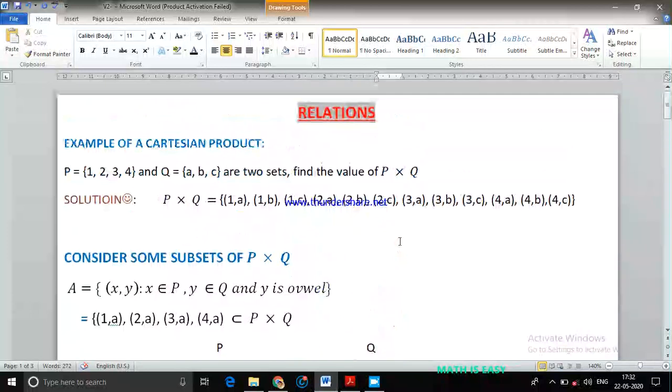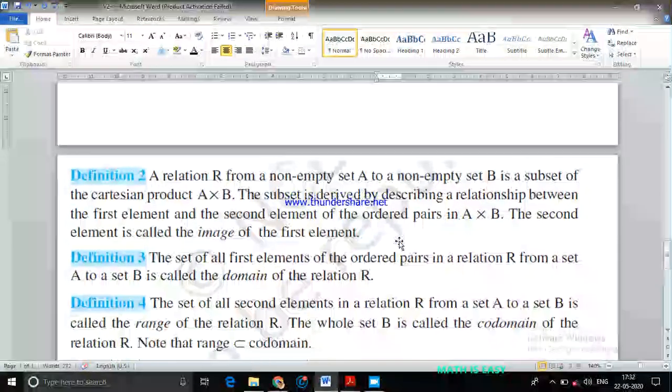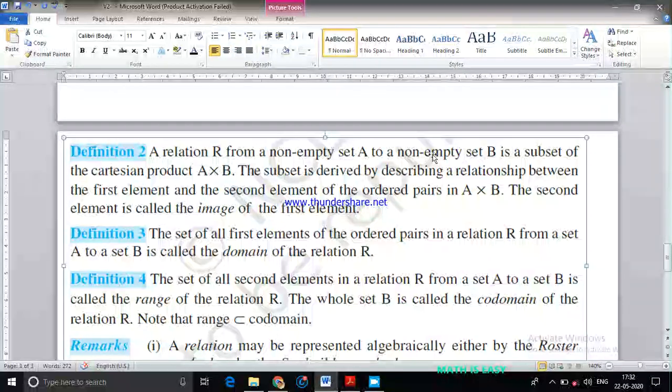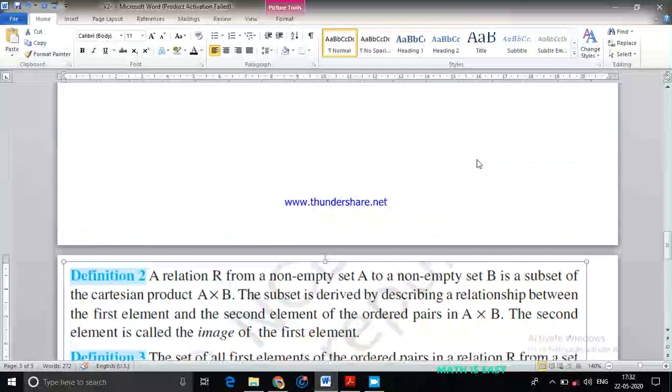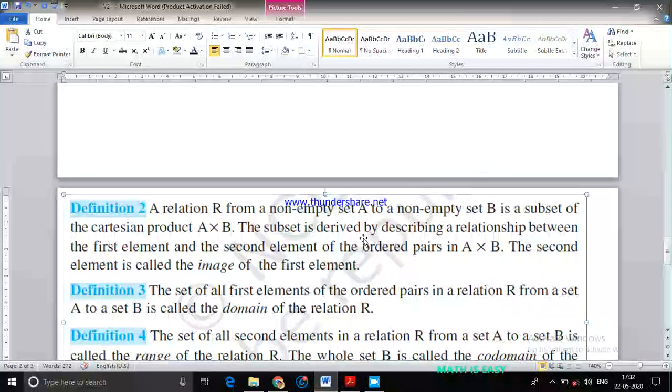Okay. So a relation is a subset of a Cartesian product of two sets. So here we have the definition. A relation R from a non-empty set A to another non-empty set B. So here I have taken P and Q. They are defined with A and B. So both are non-empty sets. Is a subset of the Cartesian product of A cross B.